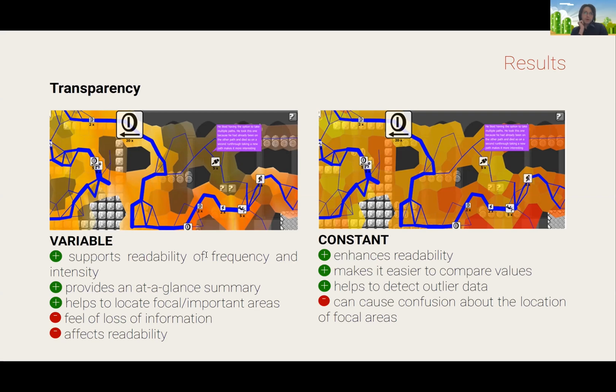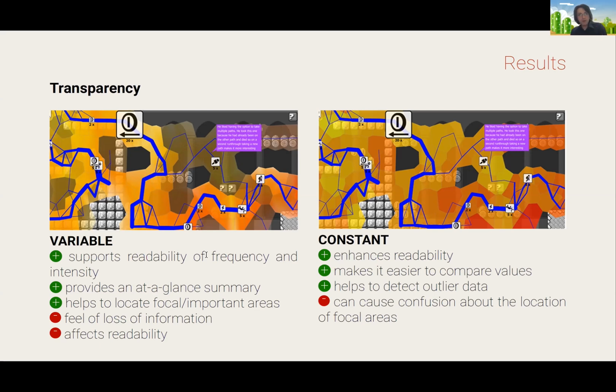However, people also felt that information is lost, as the variable transparency now also affected the coloring of those cells. So now it's much harder to compare the different color values because it's influenced by the opacity now. And that made it quite hard for them to draw direct comparisons.